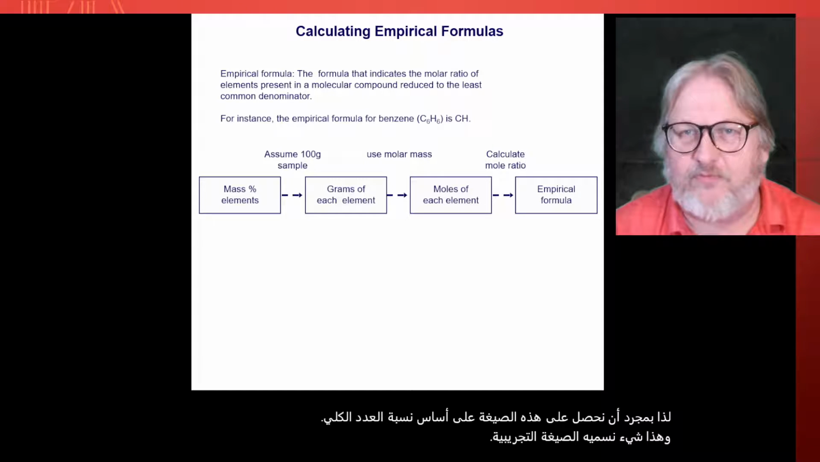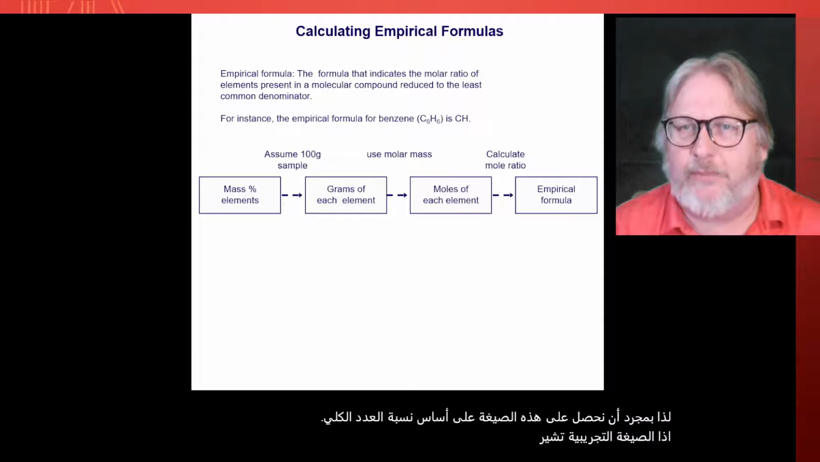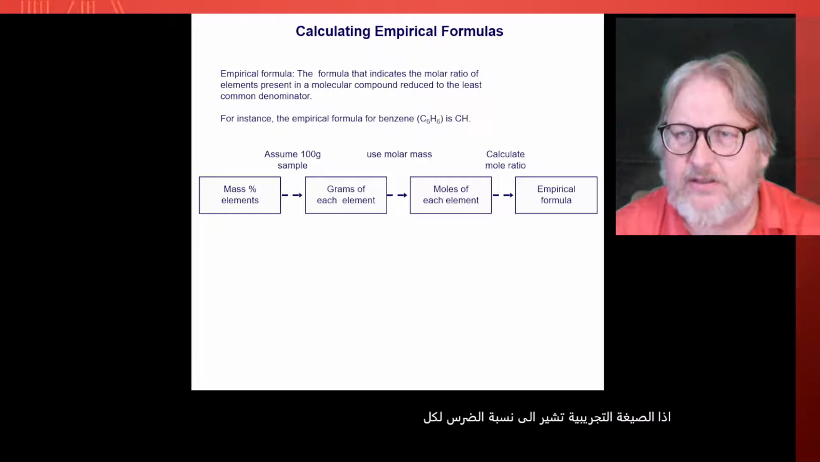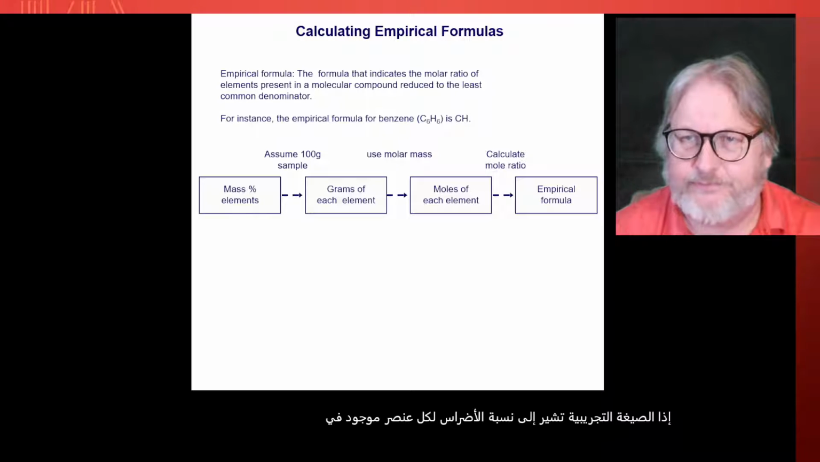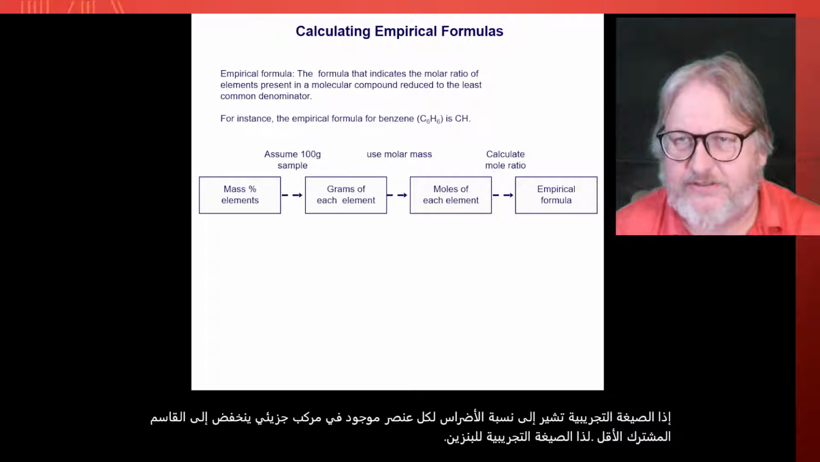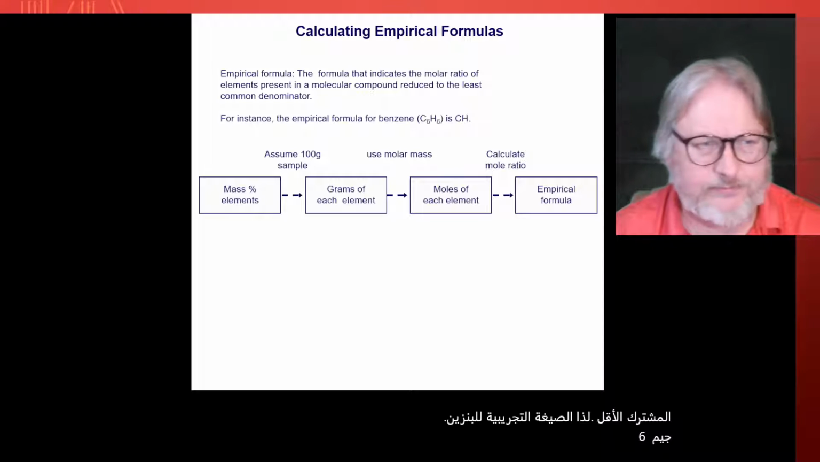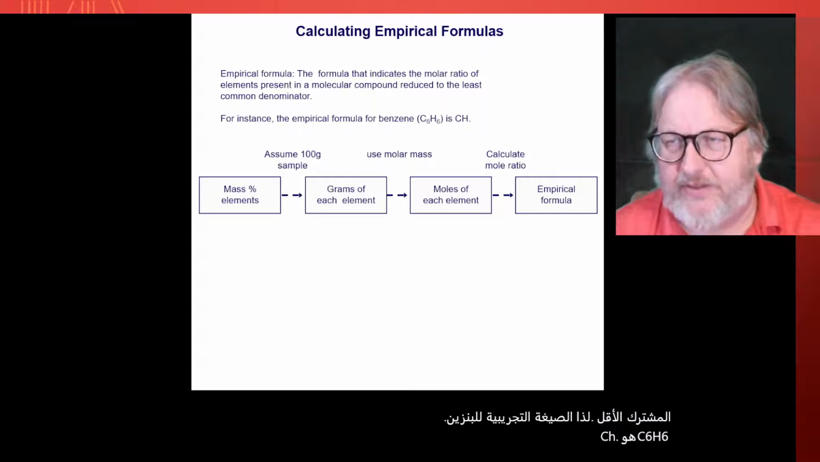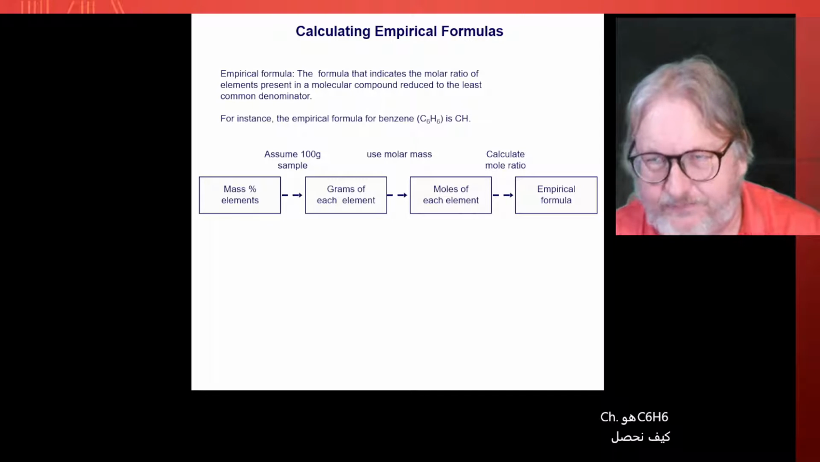So the empirical formula indicates the molar ratio of each element present in a molecular compound reduced to the least common denominator. So the empirical formula for benzene, C6H6, is CH. Now how do we do this? We get the mass percent of the elements. We did that in the last video.